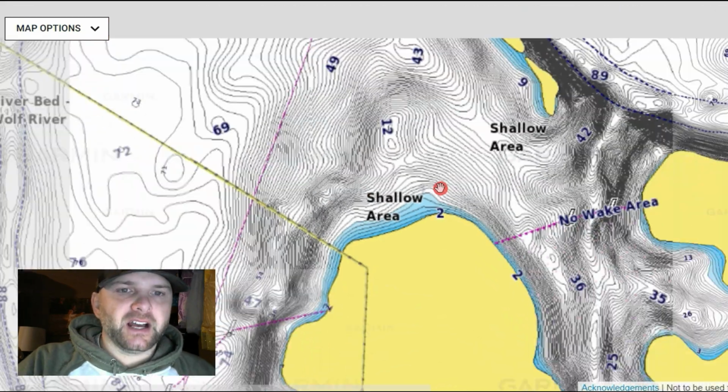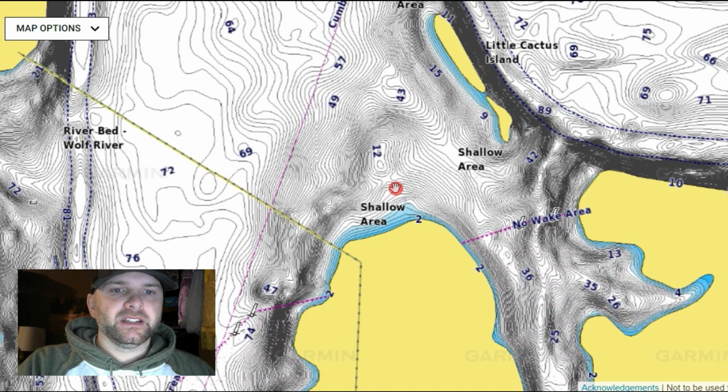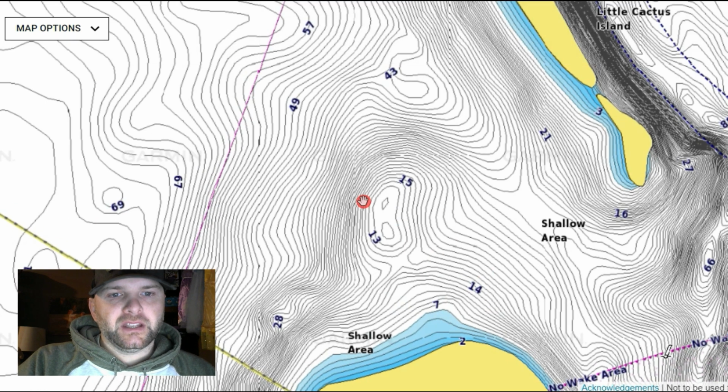Now, as we look at Dale Hollow Lake, which essentially has endless amounts of points, we're going to look at these areas where you have this piece of land that extends out into deeper water.